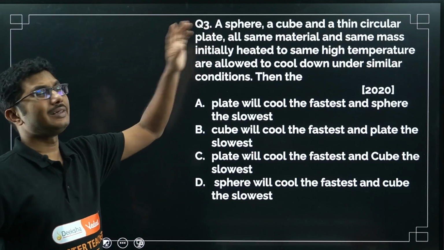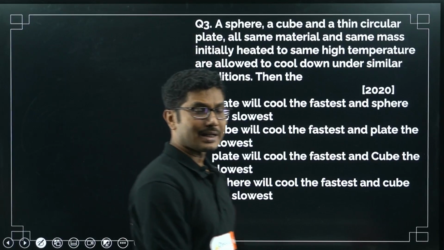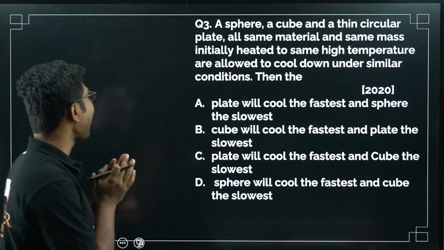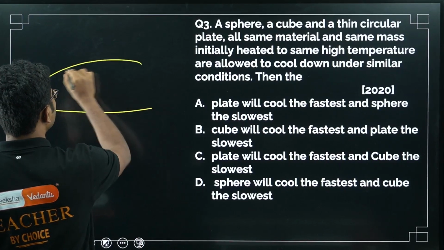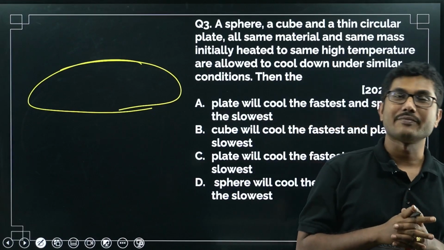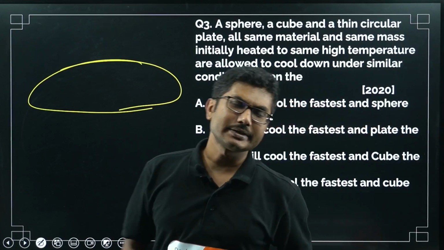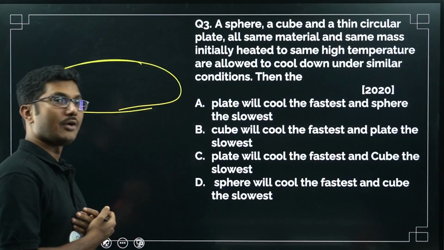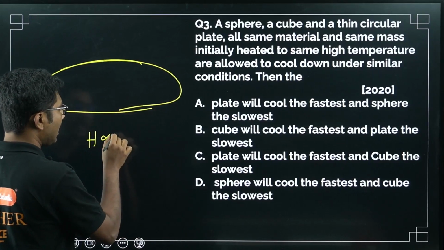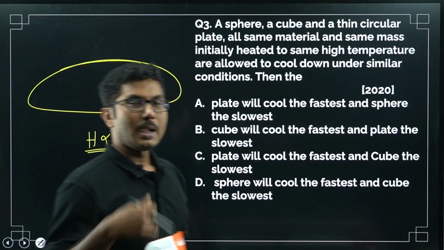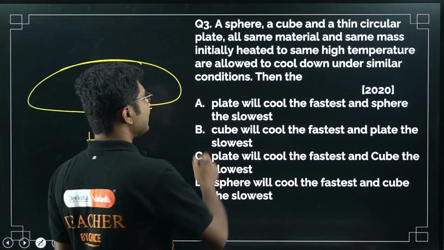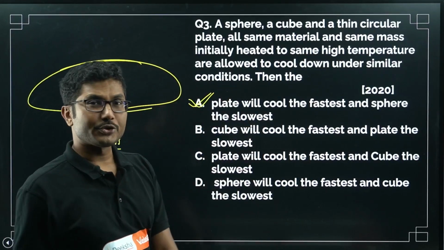Now, out of all these objects, which of them has a higher surface area? Surface area wise, the plate will be very thin and very large, so it will have a larger surface area, whereas the sphere will be very compact and will have the smaller surface area. The higher the surface area, the higher the rate of cooling, right? We have learned that heat transfer is directly proportional to area. So the higher the area, the faster the rate of cooling. So plate will cool down fastest and sphere will be the slowest. So the correct answer is option A.